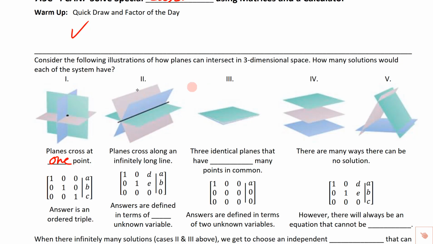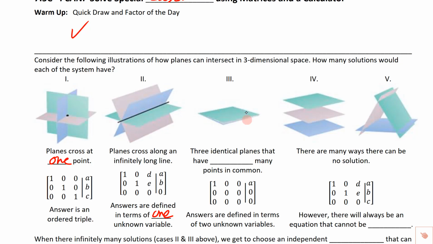In these two cases, case 2 and case 3, we'll get something that looks like this. If you do all your row operations the right way, you might get to the point where the last row just says 0, 0, 0, 0. So this equation right here is a true equation, but it has infinitely many solutions. So the answers are defined in terms of one unknown variable.